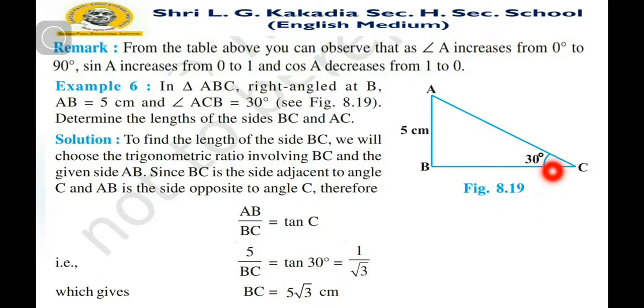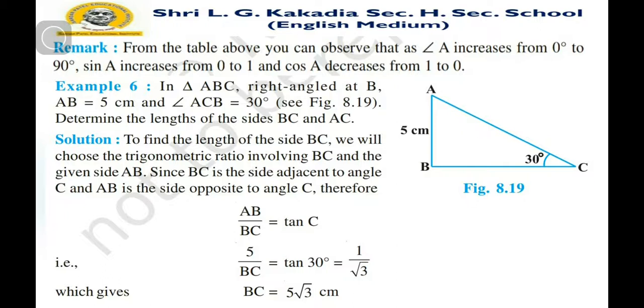Here C is 30, and we put in the value: AB is 5. Now we know that tan 30 is equal to 1 over square root 3. So we can find the value: BC is equal to 5 square root 3 centimeter.